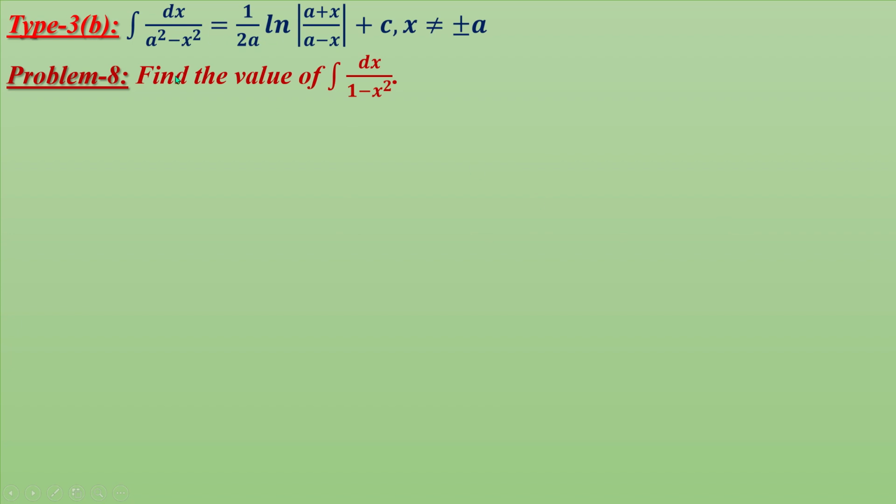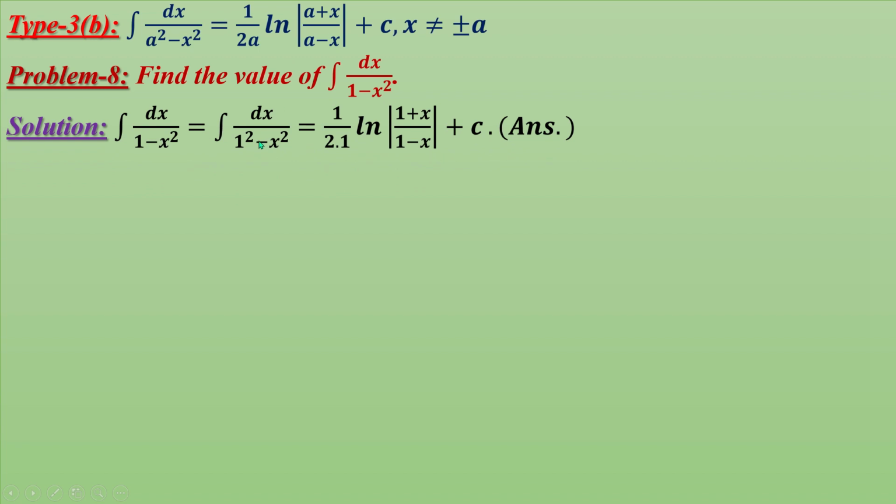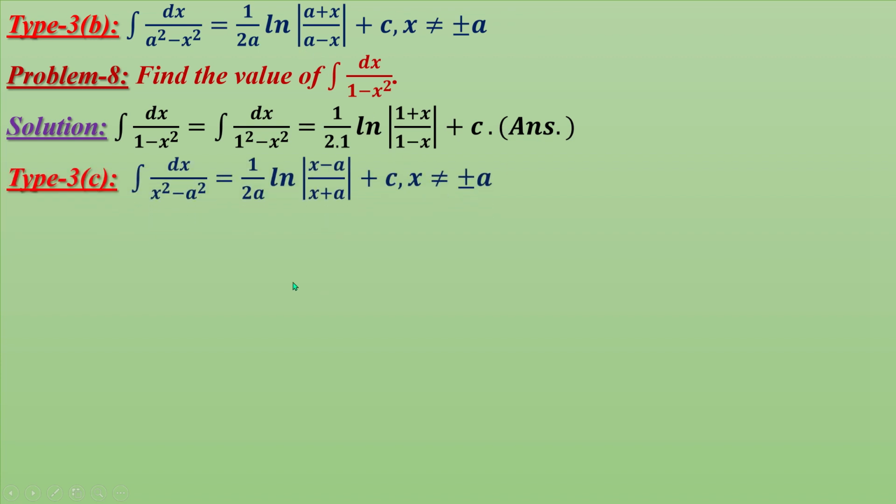Type 3, integration of dx by a square minus x square equals 1 by 2a ln of (a plus x) by (a minus x) plus c, where x is not equal to plus or minus a. Find the value of the integration of dx by 1 minus x square. We can write this. This is a form of this. So this equals 1 by 2, a means 1, ln of (1 plus x) by (1 minus x) plus c. This is the required answer.